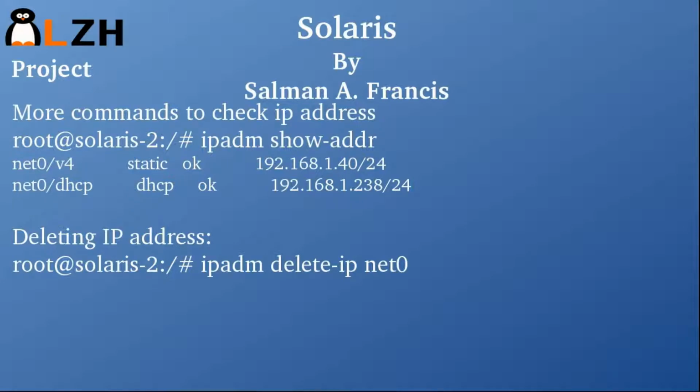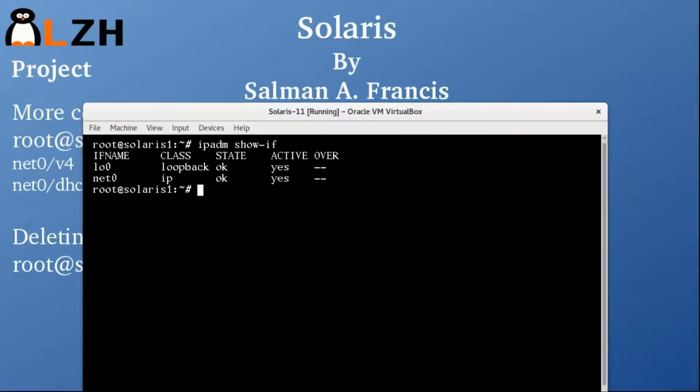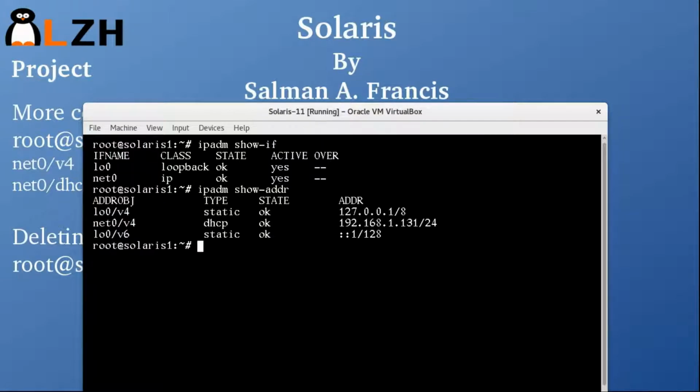More commands to check: ipadm show-addr will give you the address, and it will also tell you what kind of address it is, like whether DHCP is used or not. So ipadm show-addr, and you can see that the type is showing as DHCP. Okay, perfect.